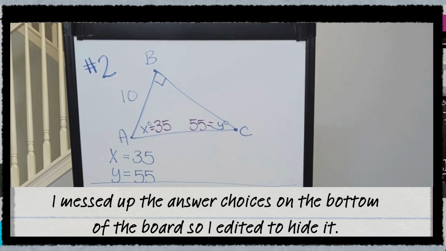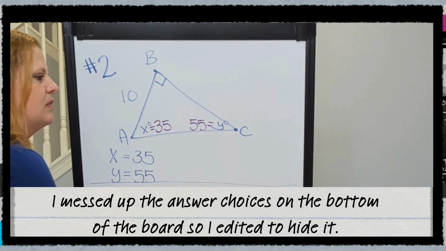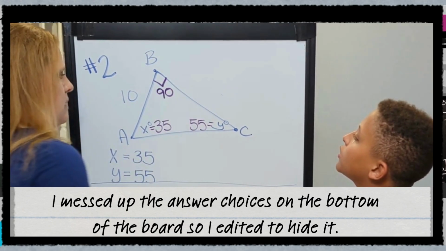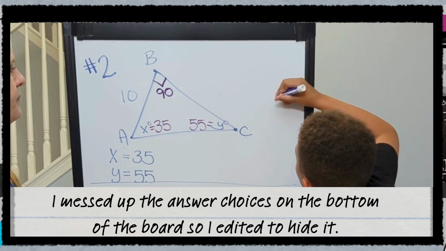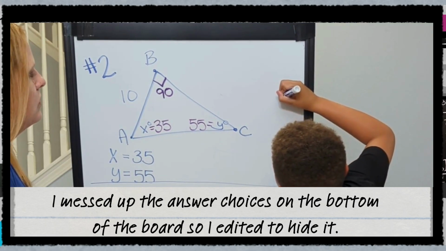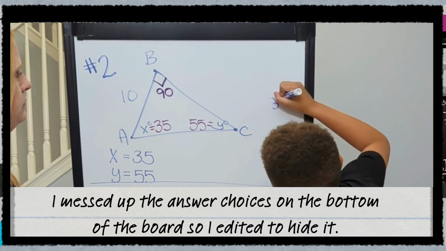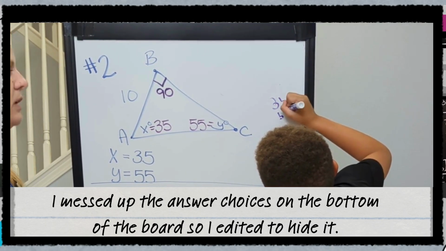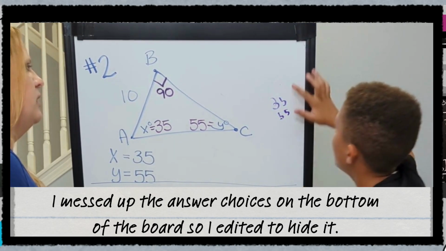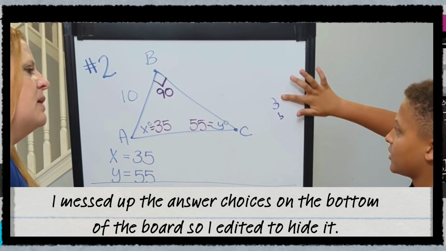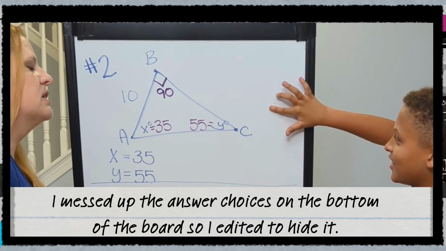Now, I'm going to let you cook with that. Give me the order of these things. How much is this angle? 90. Okay, so that's 90. It should equal 180, if that's what you're wondering.